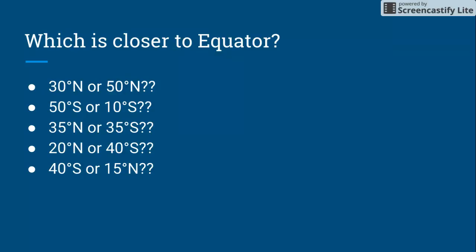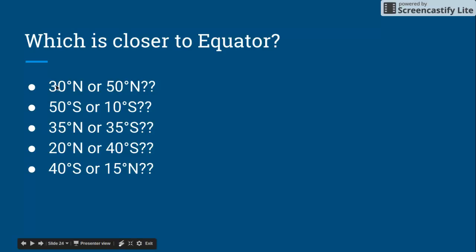How about these examples? Which ones are closer to the equator? 30 degrees north or 50 degrees north? If we're looking at closer to the equator, it's always going to be which number is lower, because the lower the number, the closer it is to 0. You just got to think about it like a number line, where if 0 is the equator, then the real question is which is closest to 0 degrees latitude. Well, the lower the number, the closer it is to 0 degrees latitude.